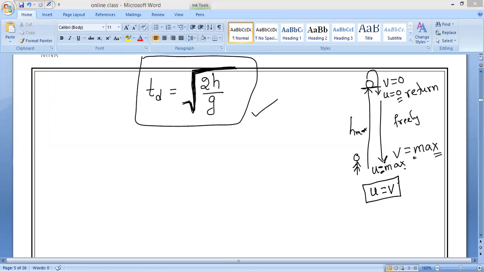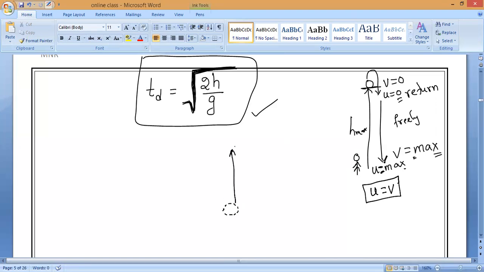So if I throw some ball upwards, when the ball returns down, the final velocity will be equal to what? Equal to the initial velocity. Are you clear, everybody? So it will reach the maximum height. In this case, the ball is going upward, so here final velocity, here initial velocity. So for the same body, initial velocity will become final velocity.